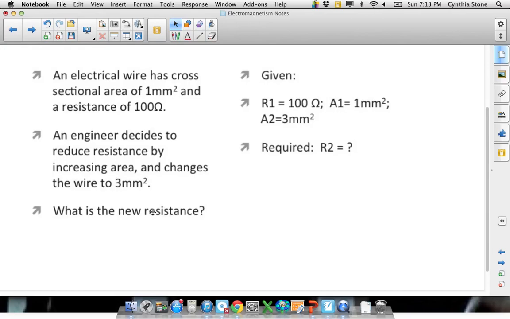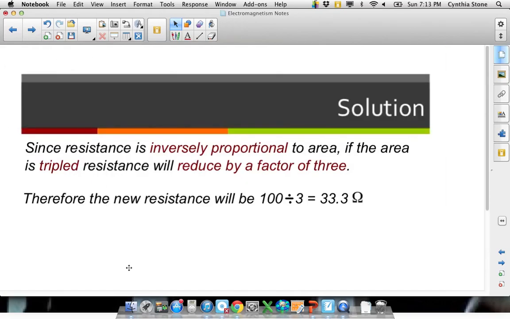Okay, and so you remember here, the thicker the wire, the less resistance. So you might want to make a prediction on what the answer is going to be, and then here's the answer. I'll show it to you. It goes in the opposite direction. So if area is tripled, resistance will be reduced by a factor of 3, so it'll be a third, so 33 ohms. So the area and resistance go in the opposite direction of each other, where length and resistance go in the same direction.